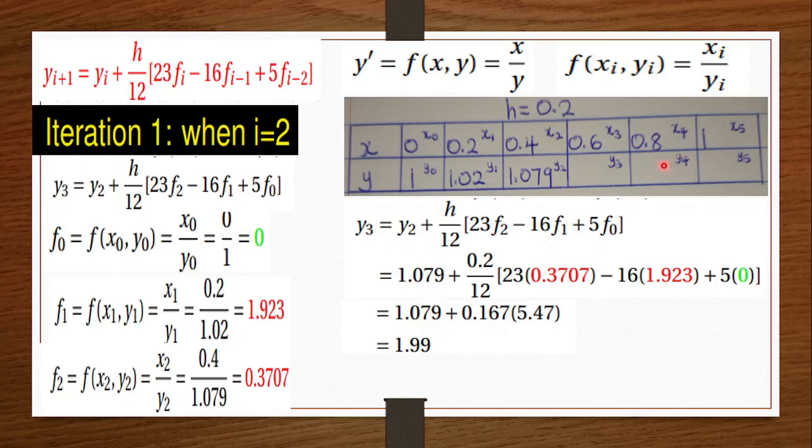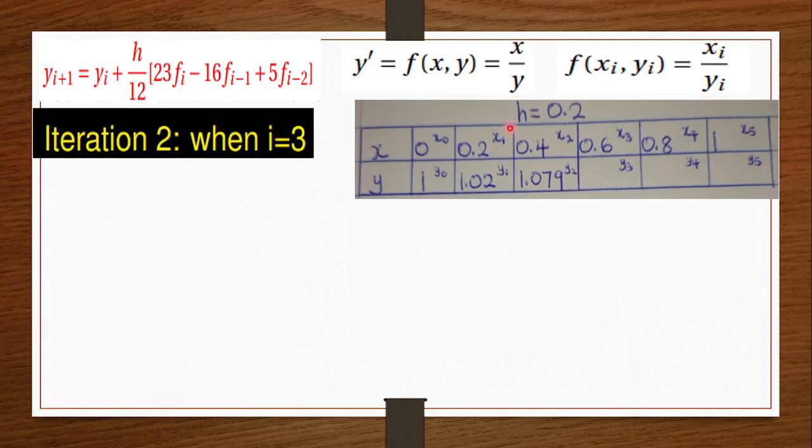Okay, so for y4, we are going to start the iterations from 3. All right, this is the equation. If we want to find the value for y4 here, we have to make the i value 3. So we can have y3 plus 1, which is going to be 4. Okay, so the equation is going to be like this. For y4, we're going to have y3 here, h over 2, f3, f2, and then f1. So we know the value for y3 from our previous iteration, but we don't know for f3, f2, and f1. So let's find for them.